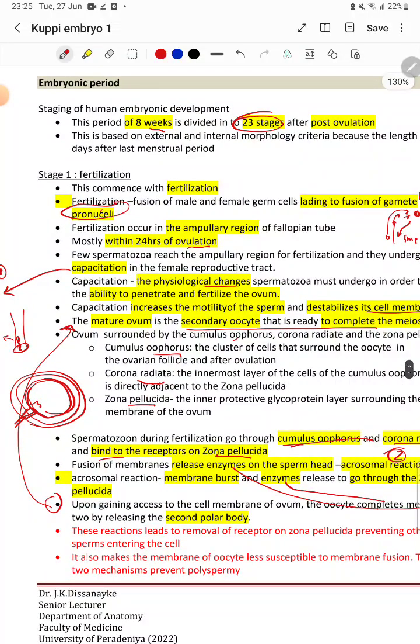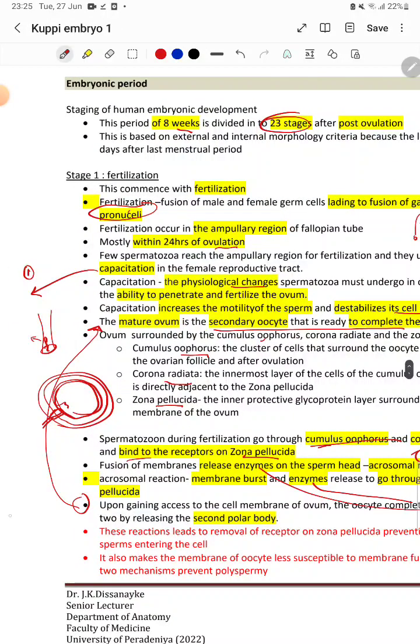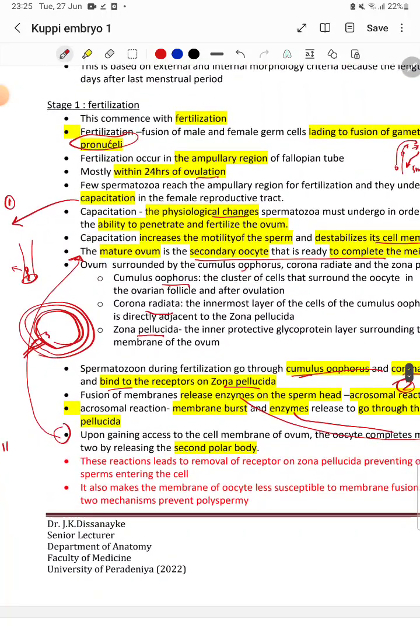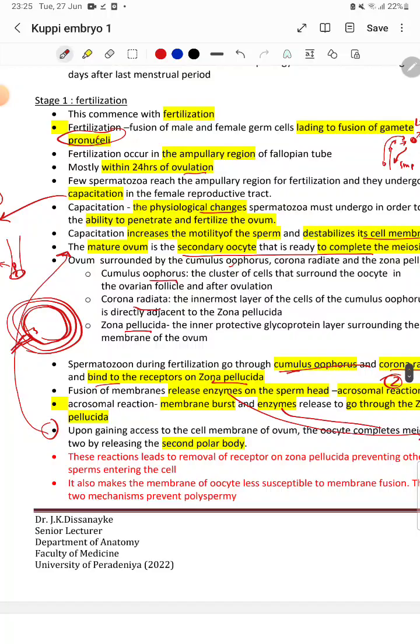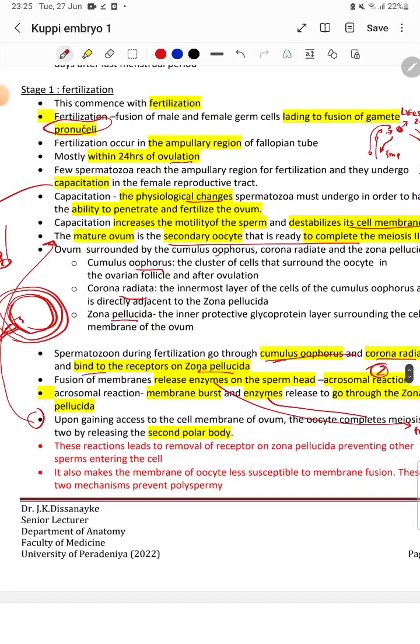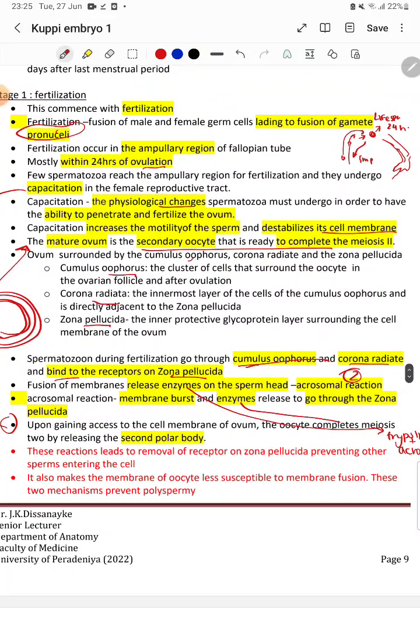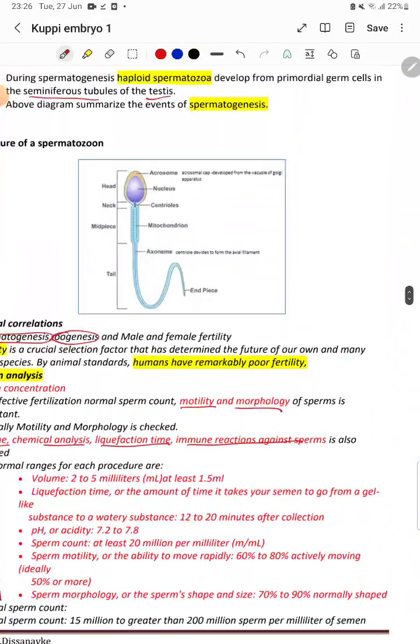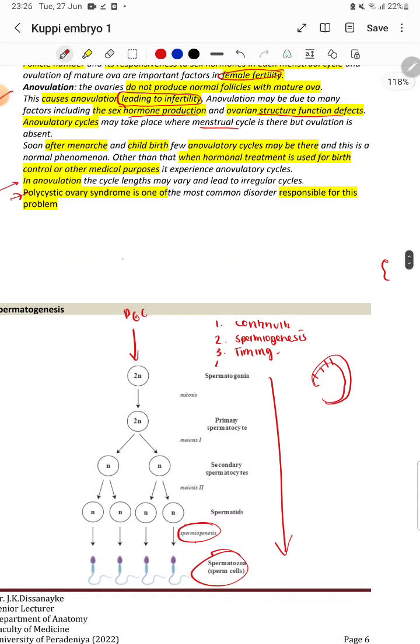So the secondary oocyte is arrested at metaphase 2, right? So upon access of the cell membrane of the ovum by the sperm, meiosis is completed, and now you have the proper mature ovum. It's a complete mature ovum. So gametogenesis is over. And also I wanted to mention another key difference between oogenesis and spermatogenesis, which I kind of forgot: you have no polar bodies in males and you have polar bodies released in females.